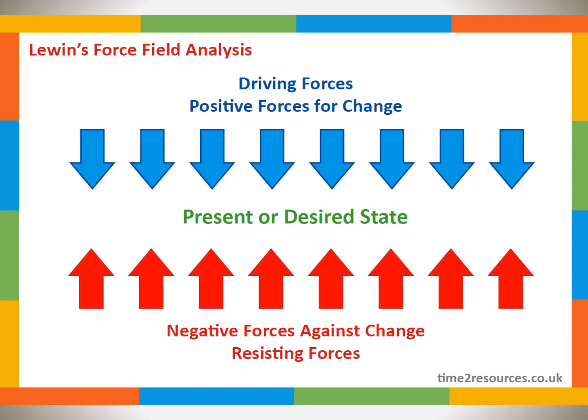The desired outcome along with the desired change is clearly identified. Driving forces, or forces in favour of the change, are identified. These are positive forces for change. Resisting forces, or obstacles to change, are identified. These are negative forces as to why the change should not be implemented.